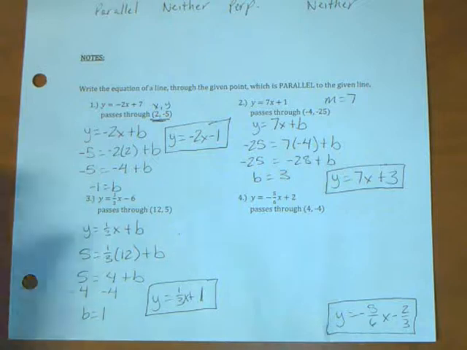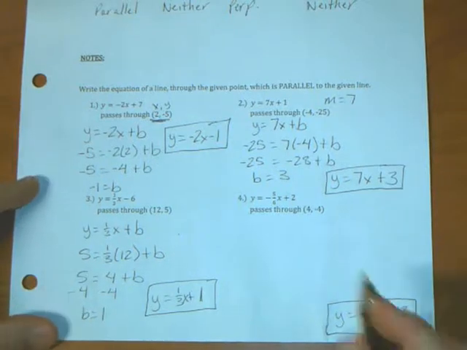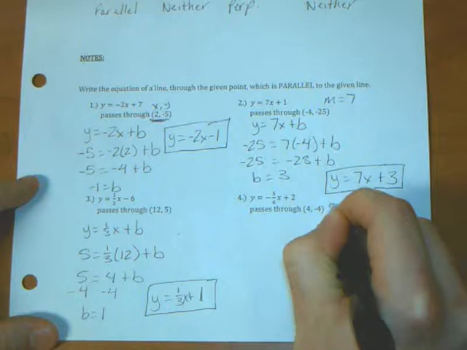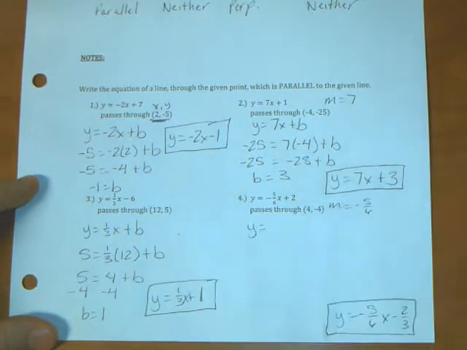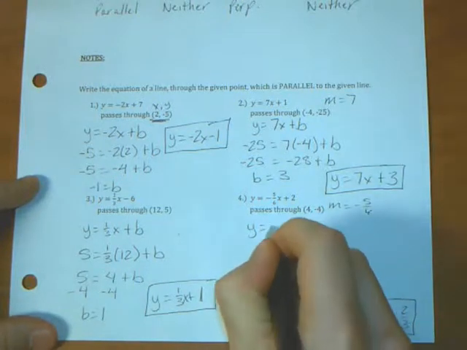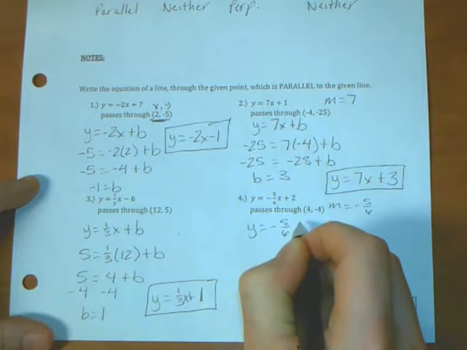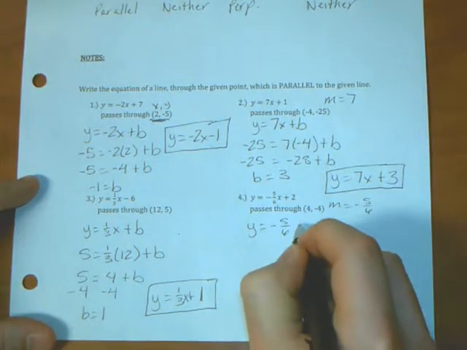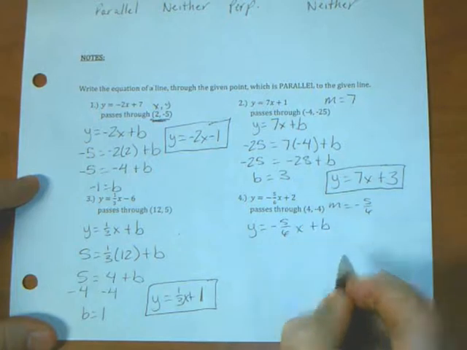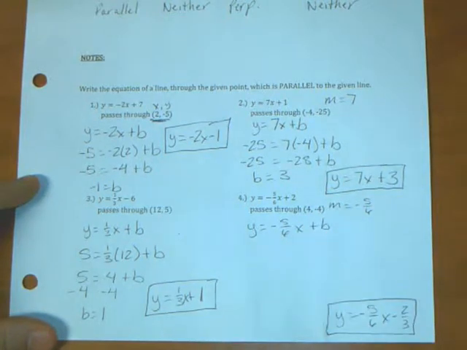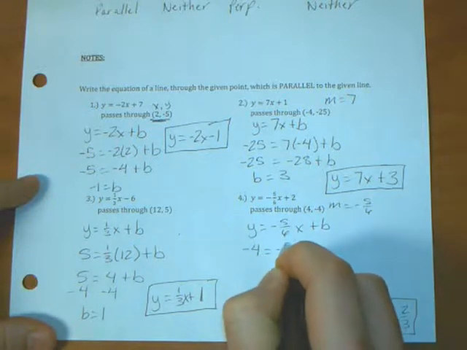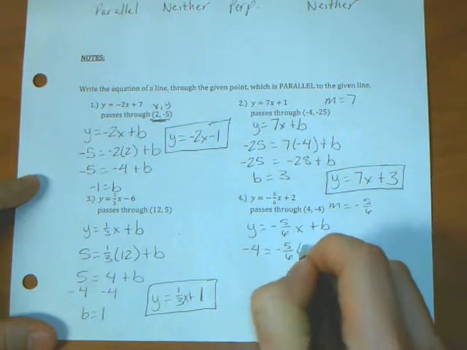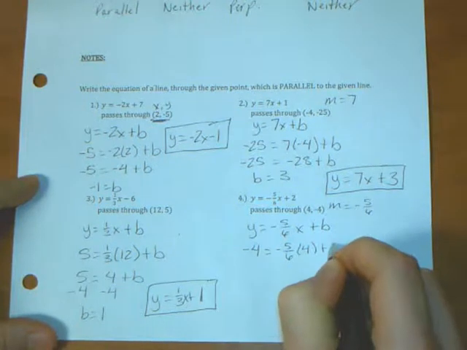I can do it. So what's my first step? My slope is negative 5 over 6. I'm just trying to spell it out as clearly as possible for you. So y equals negative 5 over 6x plus b. So now what do I do? You plug in the numbers. So what do I plug in? Negative 4 goes into y, and 4 into x.